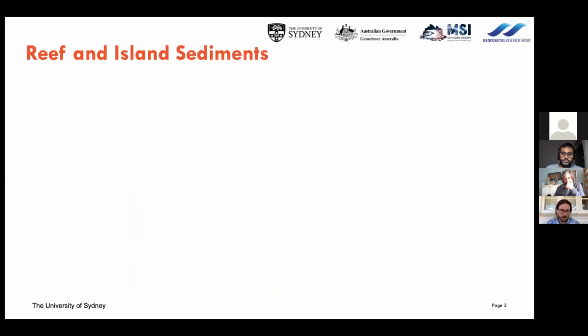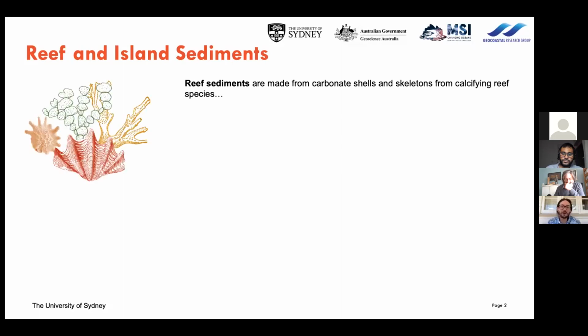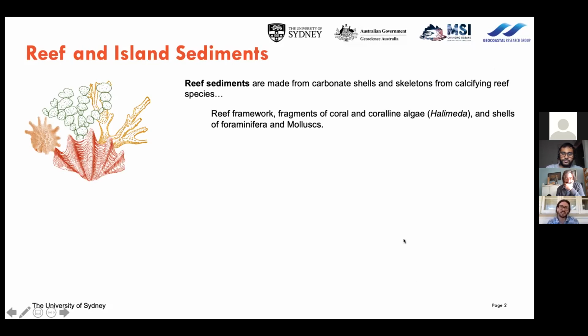So jumping straight into it, I'll quickly talk about reef sediments, because obviously the islands themselves are made of those. When we're talking about coral islands, the sediments on reefs are typically created from shells and skeletons of different calcifying organisms. So we're thinking of reef framework, fragments of coral and coralline algae, shells of foraminifera, which are these guys over here, and mollusks, et cetera.